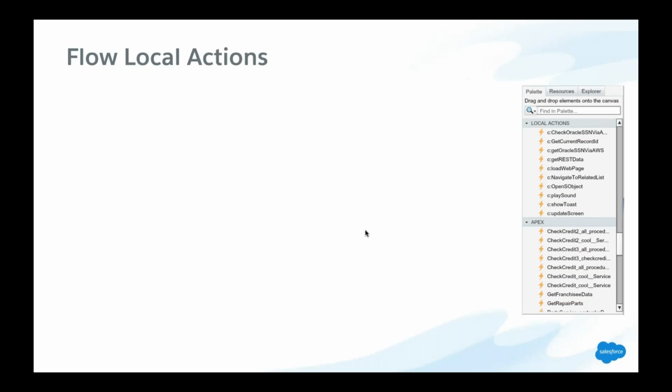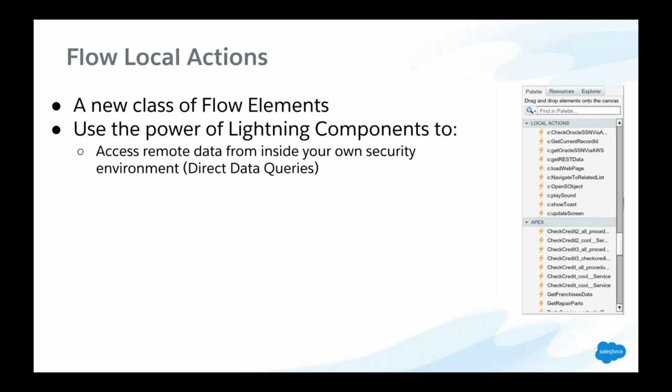So let's drill a little into local actions. Local actions are the cousin, or maybe really the sibling, of the screen components that I've been showing you, where screen components take Lightning components and make them useful in visual forms on the screen. Local actions take Lightning components and make them usable as standalone chunks of flow functionality. Because you don't always want to do something visual. Sometimes you want to do something that's more processing, more back-end oriented.